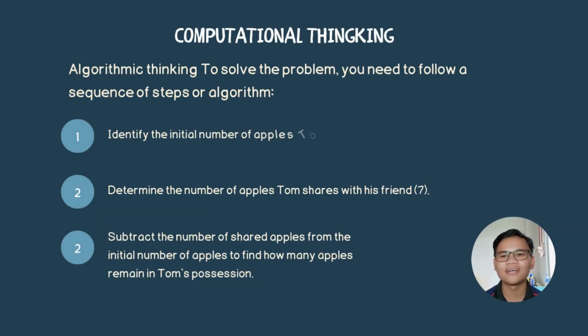Okay, so as we all know, heuristic is closely related to computational thinking skill. So let's identify what CT skill is involved in this question. Based on the steps that we have done just now, we can say that it involves algorithmic thinking because we need to follow a sequence of steps in order to solve the question.